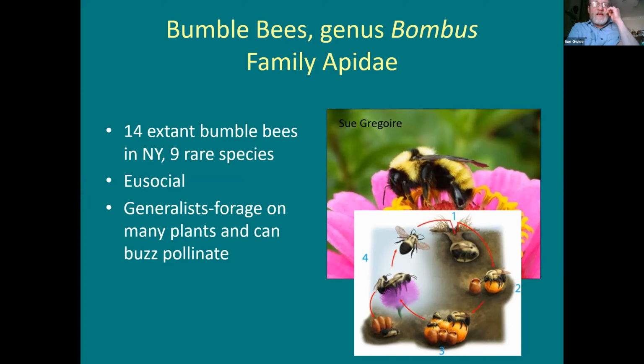And then the queen and the drones mate and fly off to find a place to hibernate. And then everybody dies except the queen. So every bumblebee in the world is dead except for queen bees in the wintertime. And the queens then emerge again in the spring. And it starts over again.